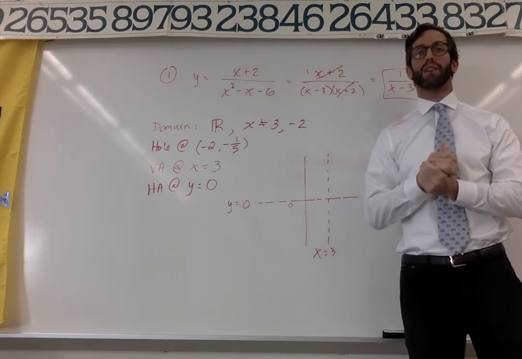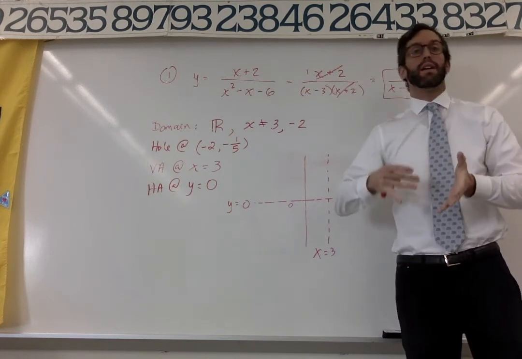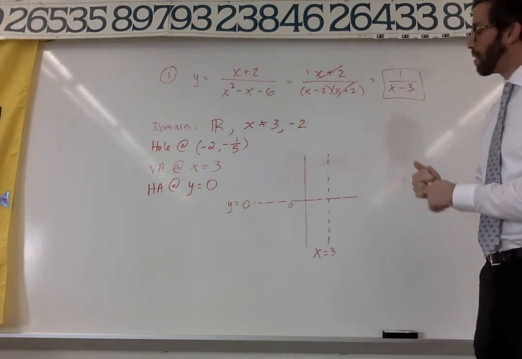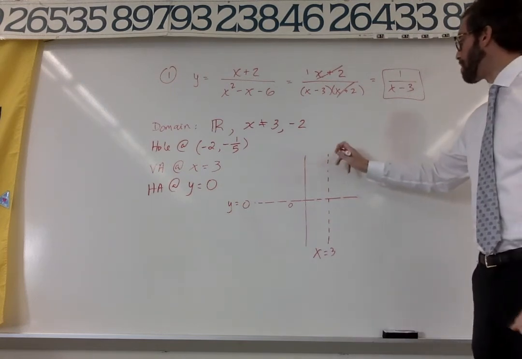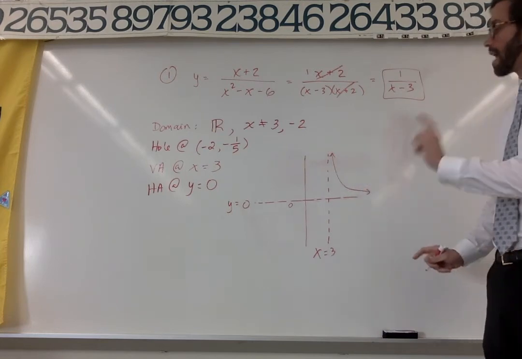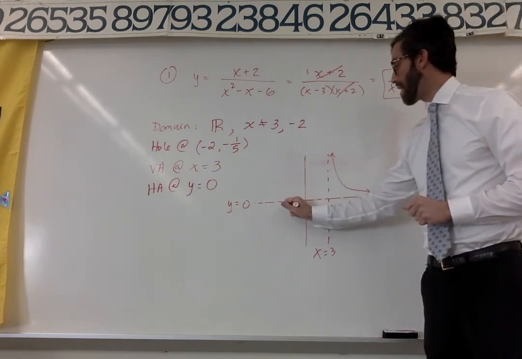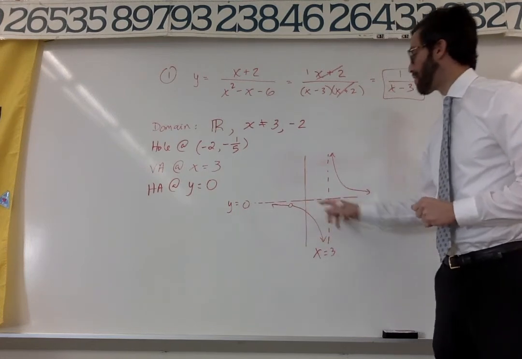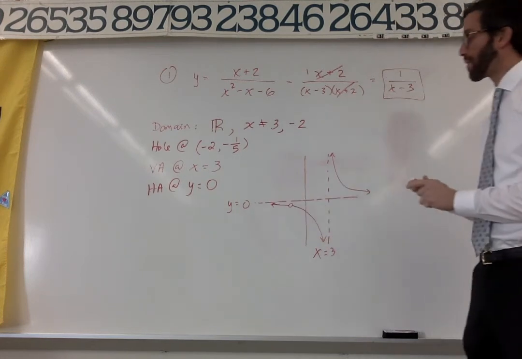I'll explain to you guys what we'll need to do, which would be to make a little bit of a table and to find a couple of extra points. But here we pretty much know this graph is going to be the parent function shifted 3 to the right, although it does have a hole at -2, where x is -2. But the rest of it can be pretty rough. It doesn't have to be a perfect sketch.